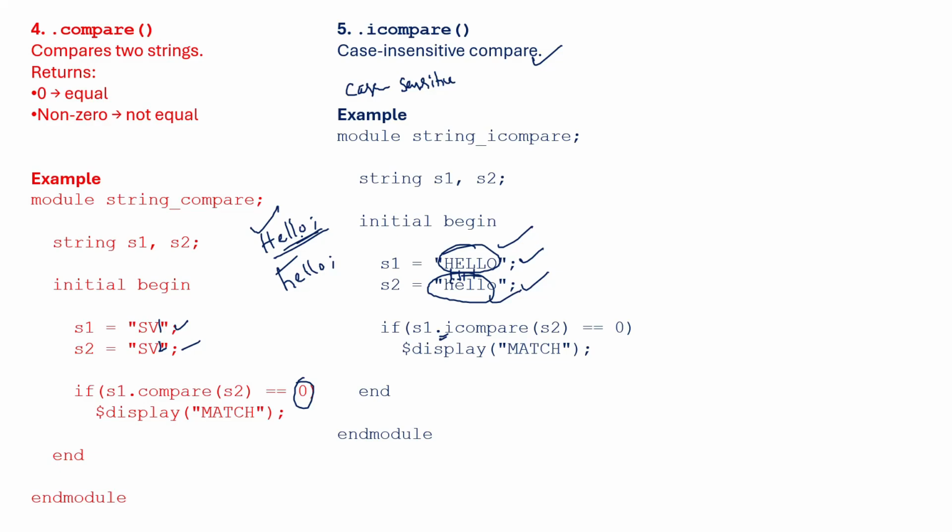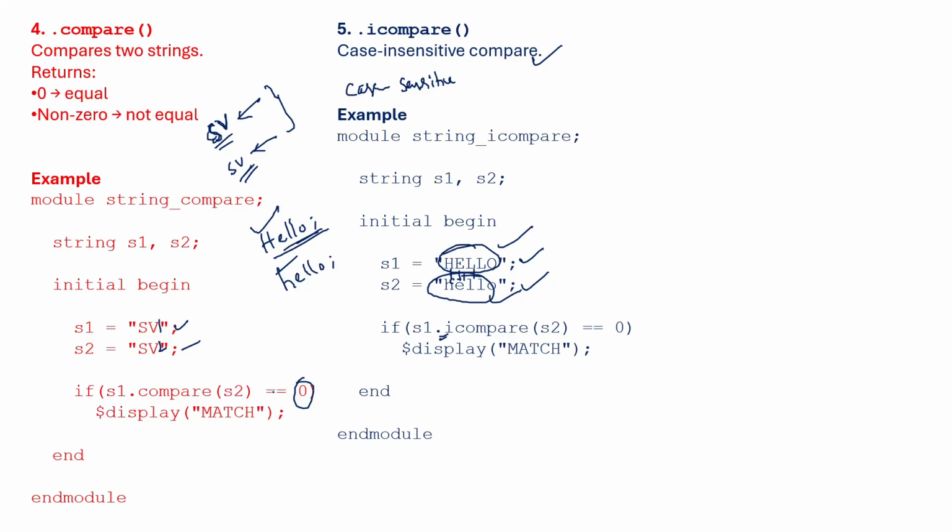Clear? Any doubt in this? See, case sensitive means, suppose I have written SV in capital letters, this is one type of string, and small sv I have written, this is another type of string. So case sensitive, both are different strings. It is comparing that, then we will get a mismatch. That is case sensitive.